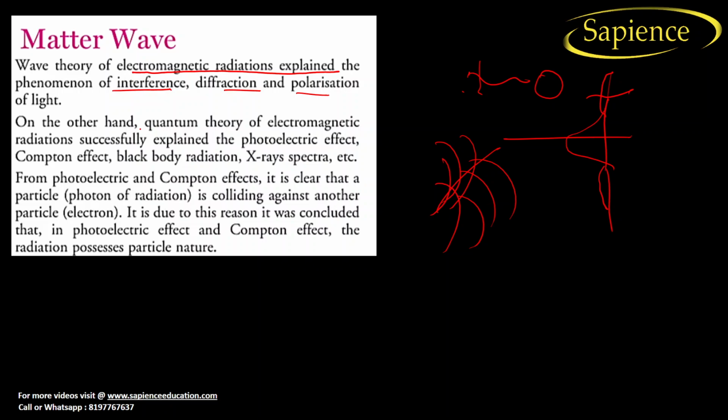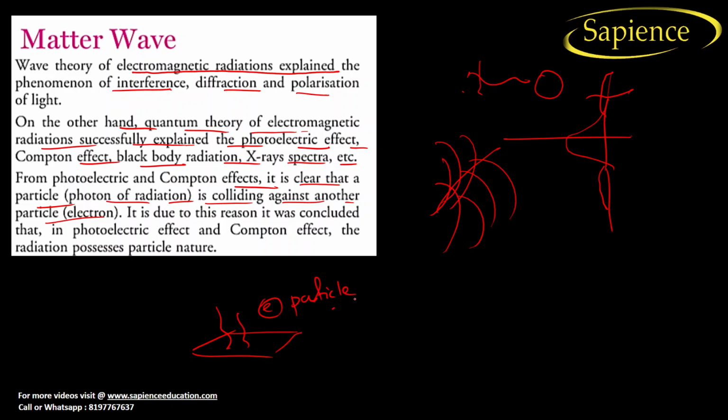On the other hand, the quantum theory of electromagnetic radiation successfully explained the photoelectric effect, which we have just done, along with the quantum effect, black body radiation, X-rays and spectra. From the photoelectric and quantum effects, it is clear that photons of a radiation are colliding with another particle. It means that whenever we observe the photoelectric effect, we can say that it is behaving as a particle. But when we discuss diffraction, interference or polarization, we observe that this is wave nature, right?